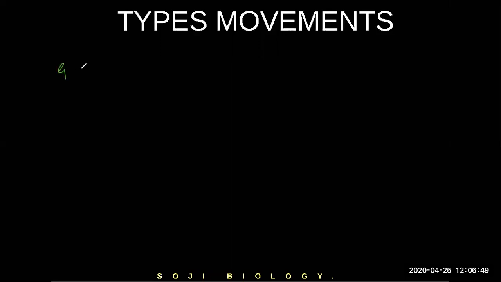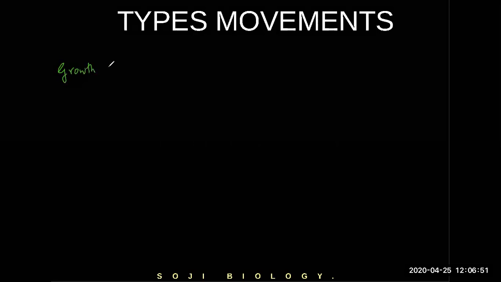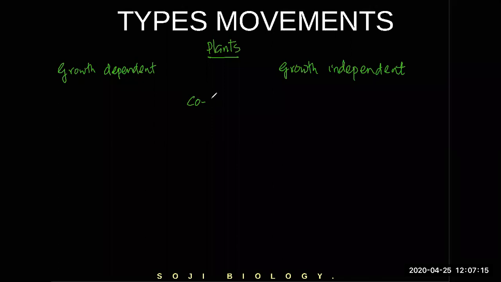So the first movement is growth dependent. Okay. The second movement is growth independent. So plants show two kinds of movement: growth dependent and growth independent. These are the movements in plants, right? And in this chapter we study about coordination.